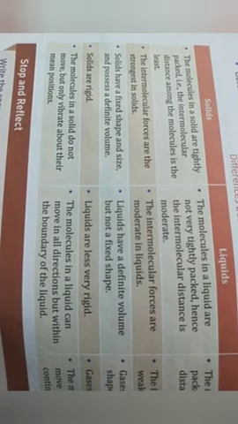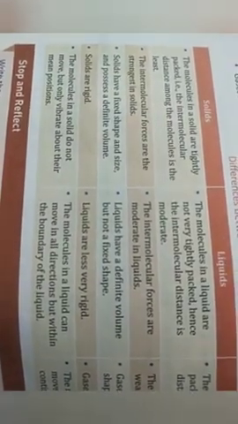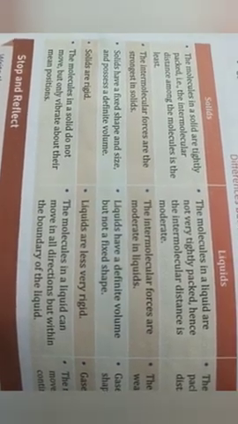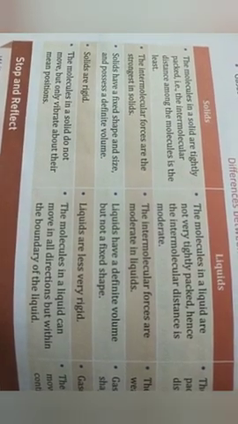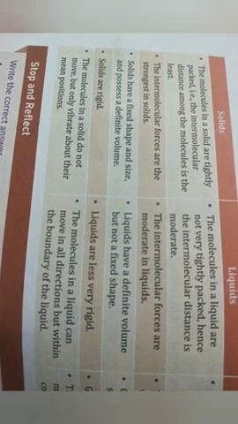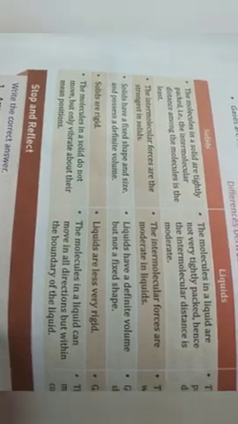Solids have a fixed shape and size and possess a definite volume, whereas liquids have a definite volume but not a fixed shape. Solids are rigid, liquids are less rigid. The molecules of a solid do not move but vibrate at their mean position. The molecules in a liquid can move in all directions but within the boundary of the liquid. Another difference is that solids do not flow, liquids flow. Okay, so like that you will write.